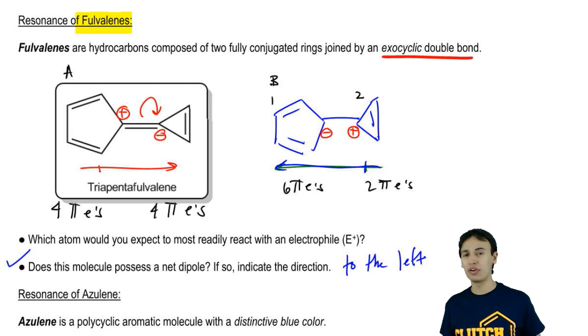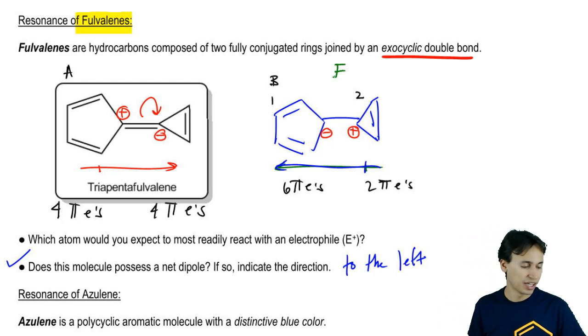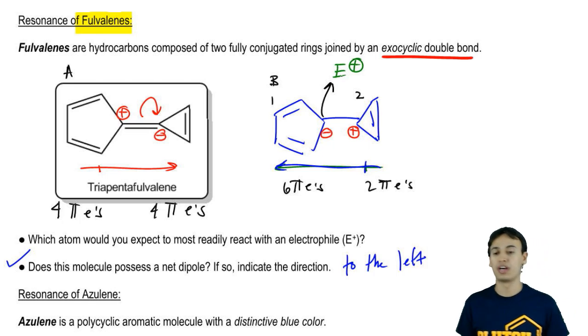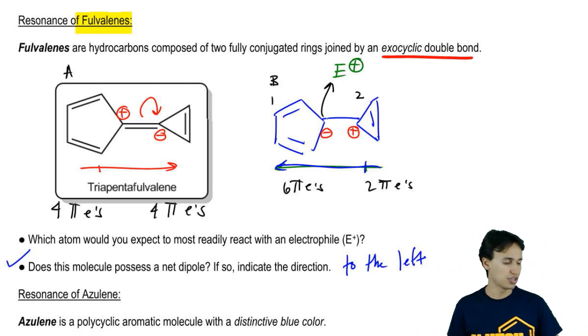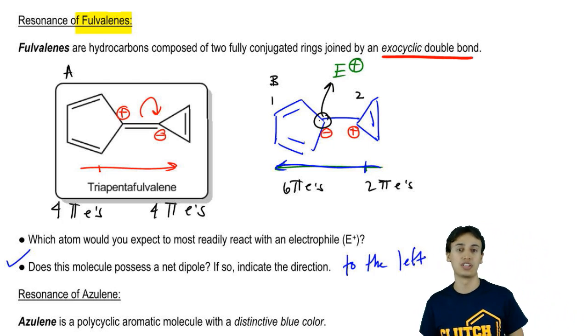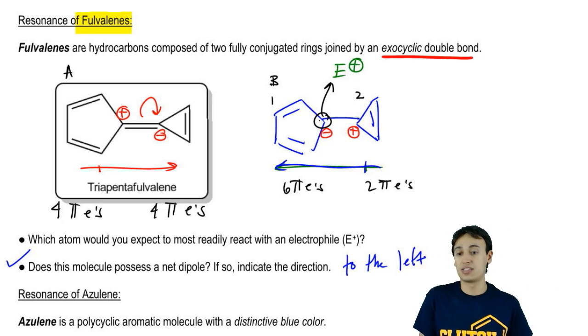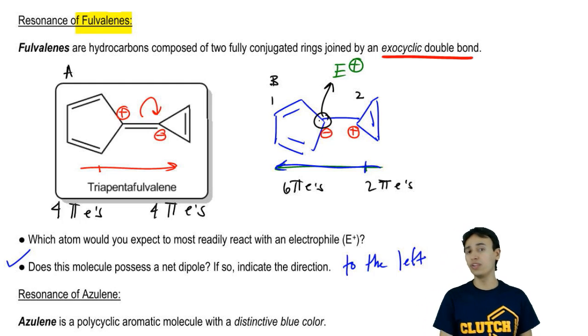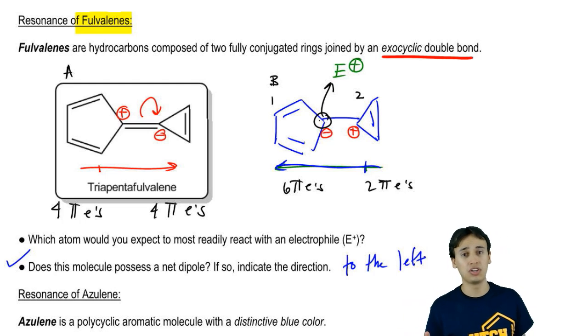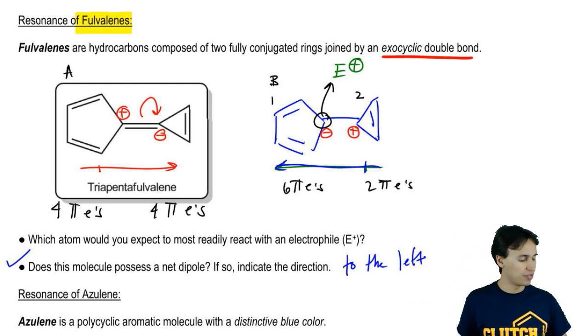Any amount of deduction would tell you that if there's an E+ around, my negative charge would be the one attacking the E. So the answer is this atom right here would be the one that's most likely to attack the electrophile, because it's the most nucleophilic atom on the entire molecule because of that resonance structure. Interesting, right?